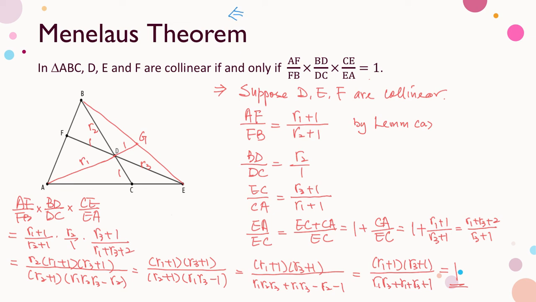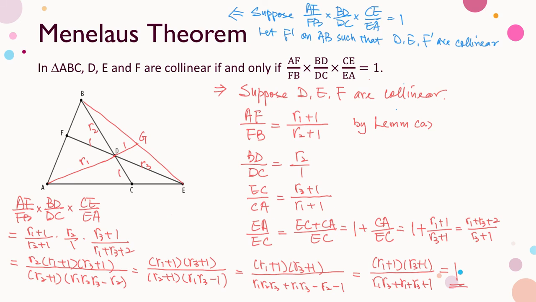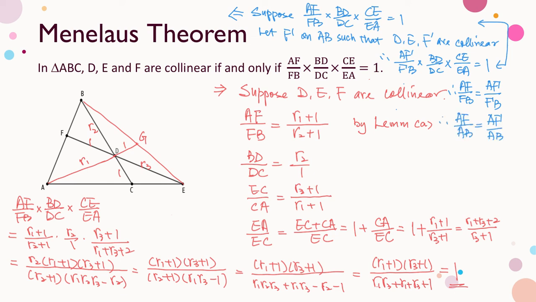The second part. Suppose AF over FB times BD over DC times CE over EA equals 1. The argument is similar to the one of Ceva. That is, let F prime be on the side AB such that D, E, F prime are collinear. Because of collinearity, we have the previous result. That is, AF prime over F prime B times BD over DC times CE over EA equals 1. Combining the two results, we have AF over FB equals AF prime over F prime B. Therefore, we have AF over AB equals AF prime over AB, as both F and F prime are points on AB, and therefore F equals F prime. That is, D, E, F are collinear. The theorem is proved.